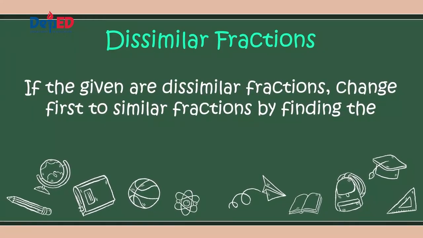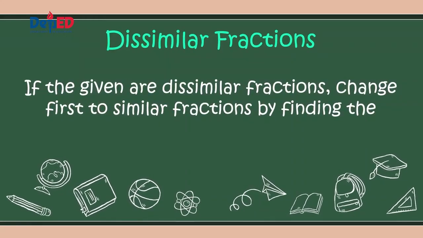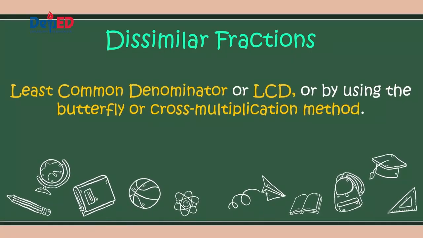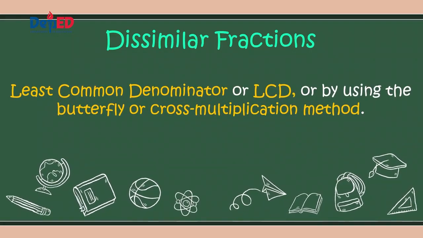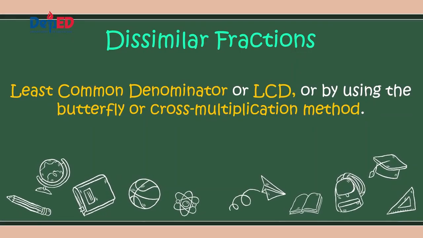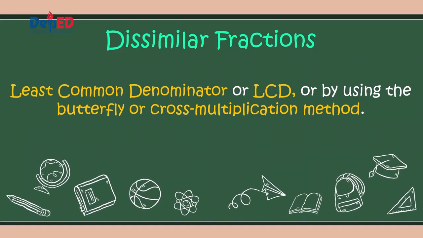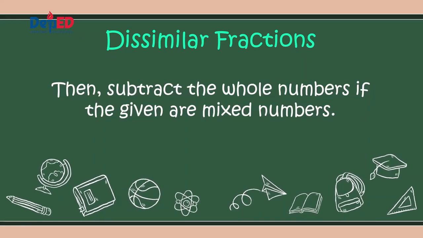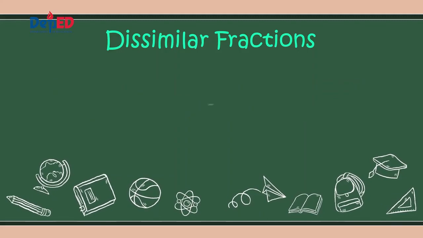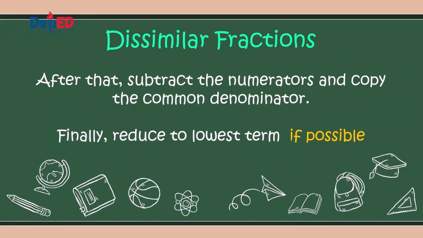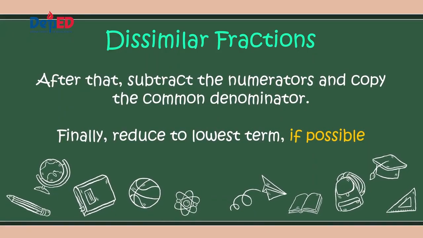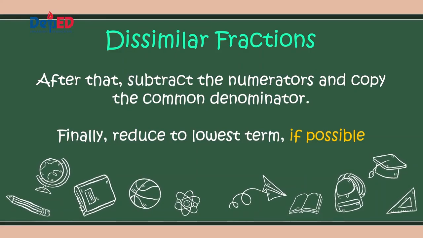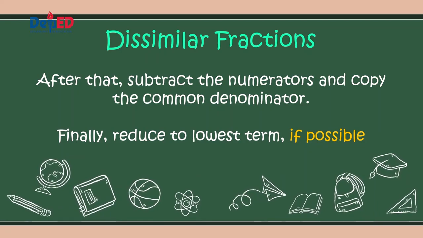If the given are dissimilar fractions, change first to similar fractions by finding the least common denominator or LCD, or using the butterfly or cross multiplication method. Then, subtract the whole numbers if the given are mixed numbers. After that, subtract the numerators and copy the common denominator. Finally, reduce to lowest term if possible.